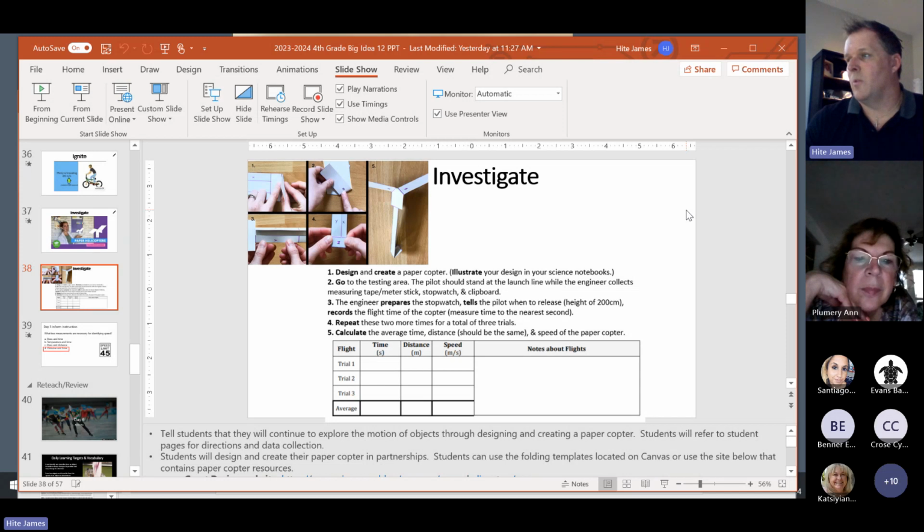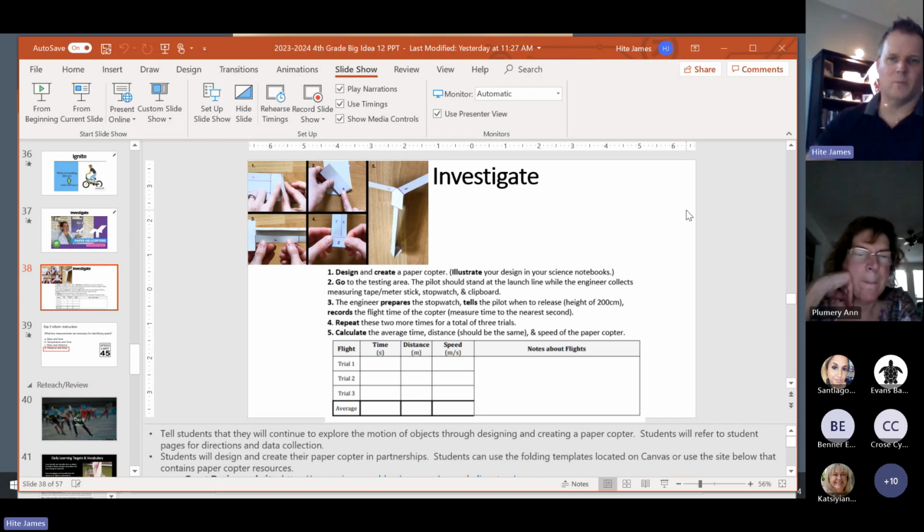One thing you want to do is they're going to set a height of 200 centimeters. So they'll drop it from about 200 centimeters. That could be just a mark on the wall or a little sticky note. If they just hold it there, they can drop it and then time how long it takes. They'll do a couple trials of that. They'll record distance, time, speed, and notes. So any notes about the flight.